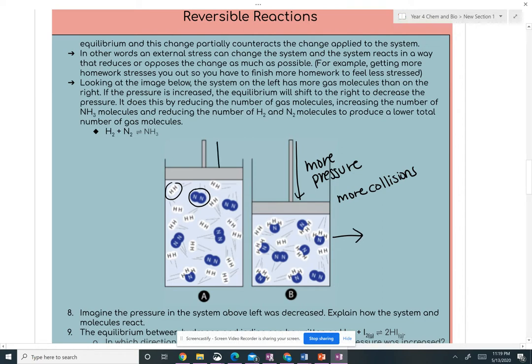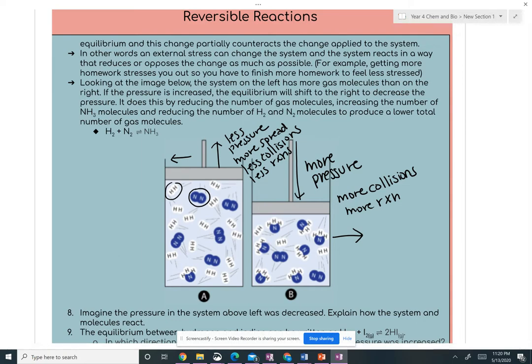If we lessen the pressure, the molecules are more spread out, and now there are fewer collisions. If there are fewer collisions, that means ultimately fewer reactions. More pressure, more collisions, more reactions, and that drives the equation this way. If you put more pressure, there are more collisions and therefore more reactions. So that's how pressure can influence it.